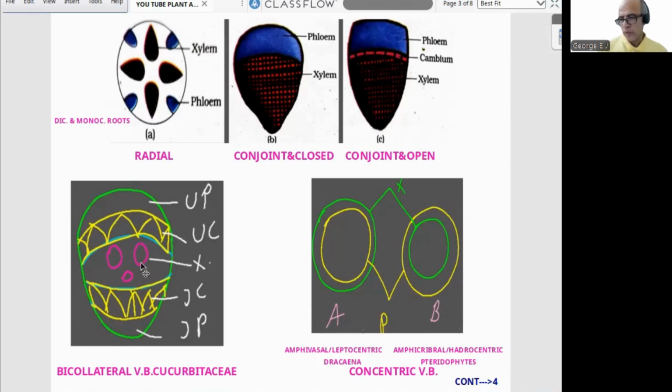This is bicollateral vascular bundle, Cucurbitaceae. These three we have to learn. I think idea clear. NCERT-based diagram, first three, theory question, NEET model question, and practicals, they can put it. I think idea clear. Now we can proceed to next area.